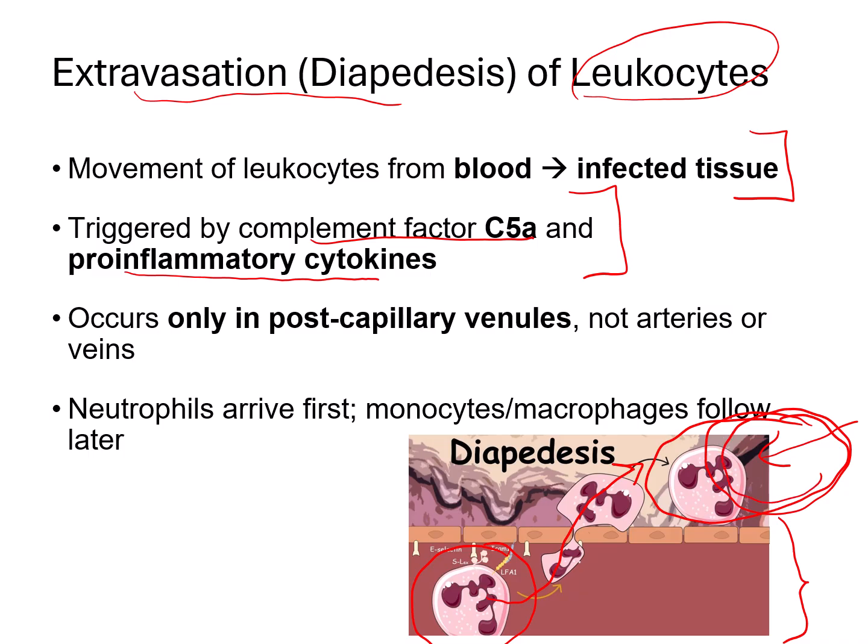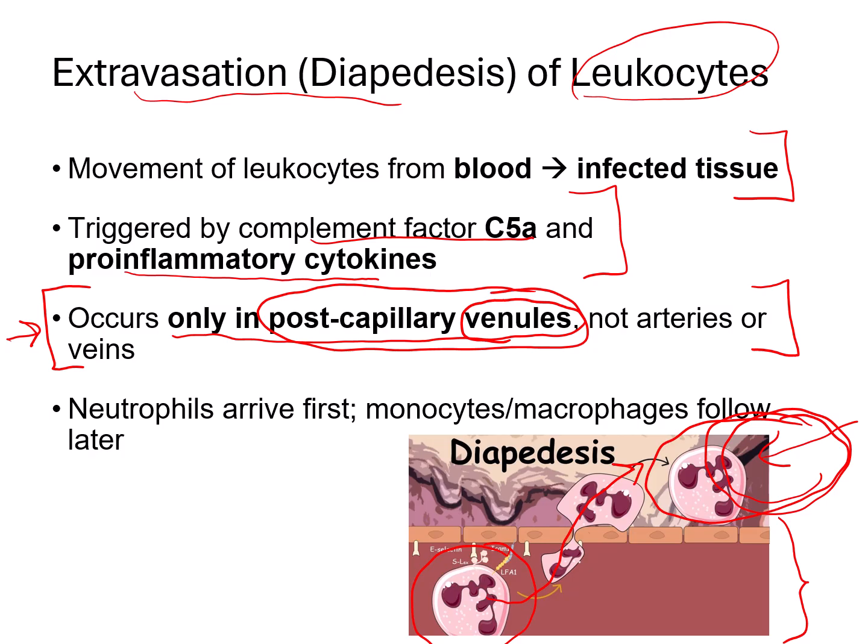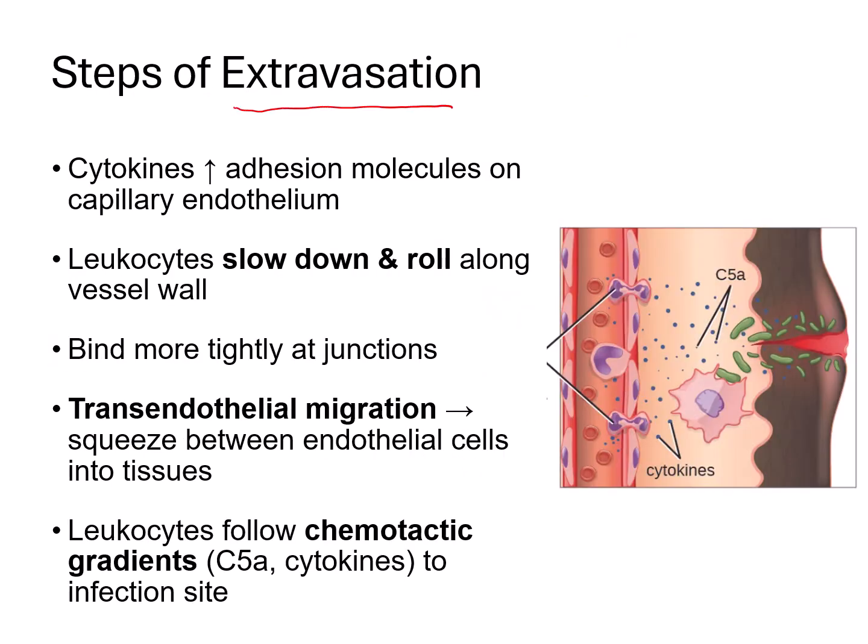This leaving of the white blood cells can only occur in post-capillary venules. It does not happen in arteries or veins because their walls are too thick to cross. And if you read the book, you'll note that they actually say it happens in capillaries, but that's not quite accurate. Post-capillary venules is more accurate. Of the leukocytes, neutrophils will arrive first, followed by monocytes, which are going to differentiate into macrophages at the tissue site. The steps of extravasation are very structured.